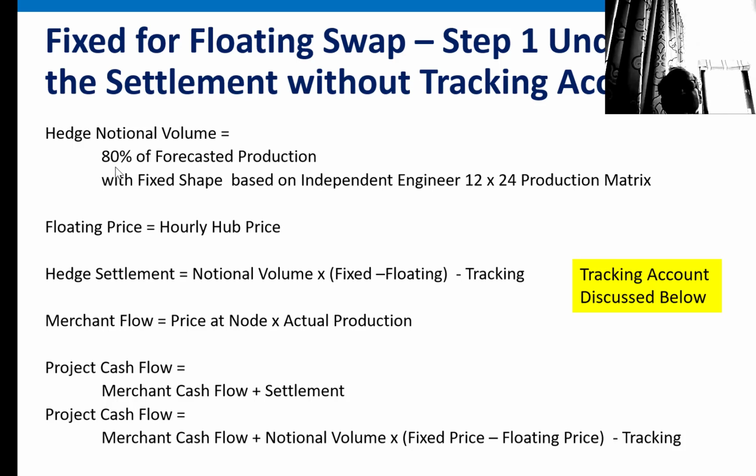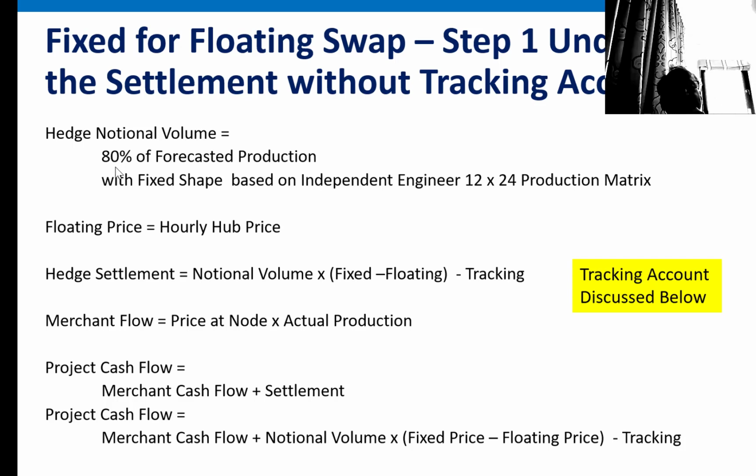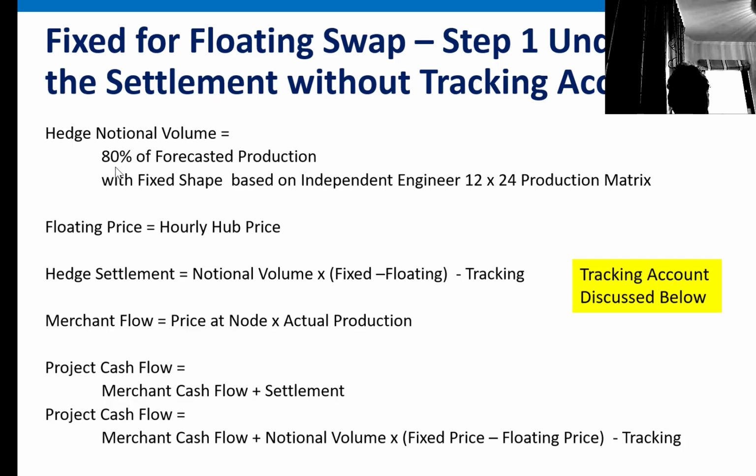And they say we use that based on an in-demand engineer 12 by 24. What next? 12 by 24. 12, it must be months. 24 must be hours in a day. So what they must do is go and figure out what a typical wind shape is, to figure out how much we're going to fix the volumes of. If the wind always produces at night, we're not going to fix that at night. And that floating price we have is an hourly hub price, not a node price. So we take the transmission risk.